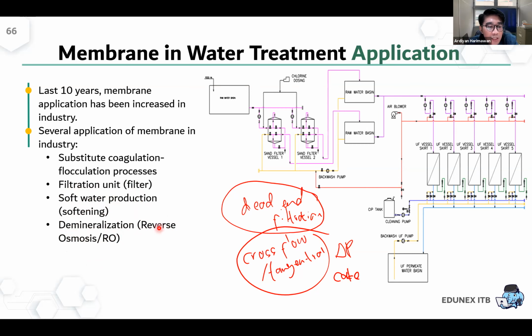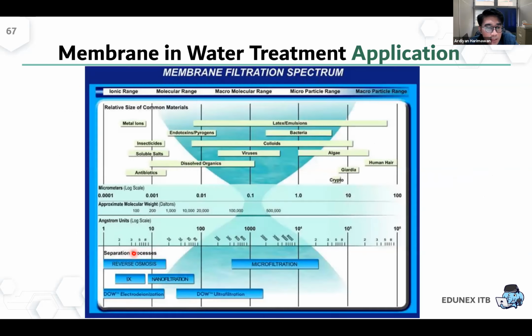We call it reverse osmosis membrane. Depending on the size, I think you have heard about microfiltration and then ultrafiltration and then nanofiltration. So it is the classification of membrane based on pore size. It means if the pore size is different, it will operate with different suspended solid sizes. Depending on the size of the suspended solid, you can use the correct membrane.